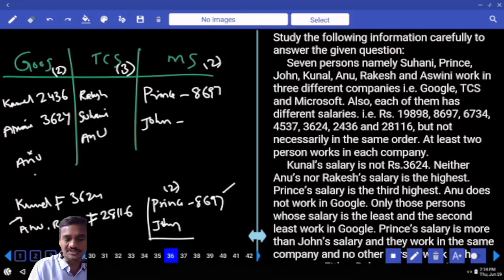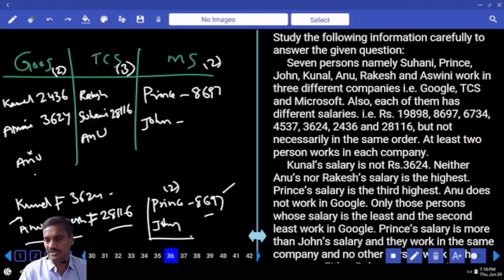Then coming to the salaries, Anu and Rakesh cannot be 28,116. John is lesser than this one, and Suhani must be the highest, 28,116. Then Kunal is not 3624, and what about Rakesh here? Rakesh cannot be 28,116 or 19,898. Now coming to John, John is lesser than 8697. What are the possibilities we have for this John?